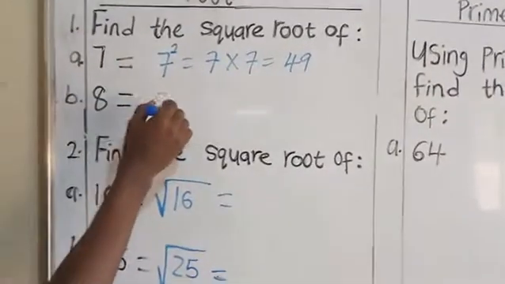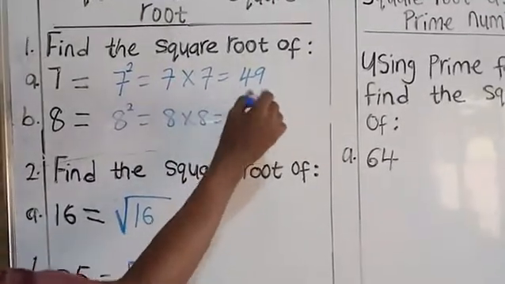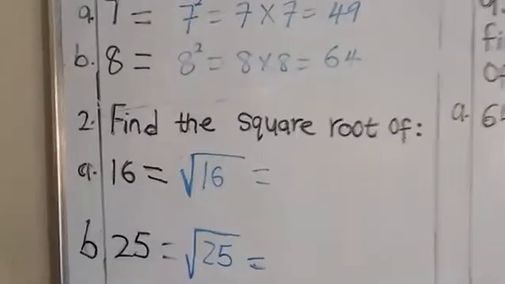We do the same thing here. 8 squared, 8 times 8, which is equal to 64. 64 here is the square of 8, which is our answer. Now let's go to the next one.